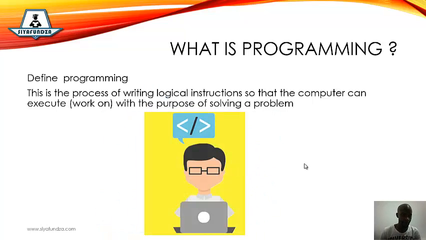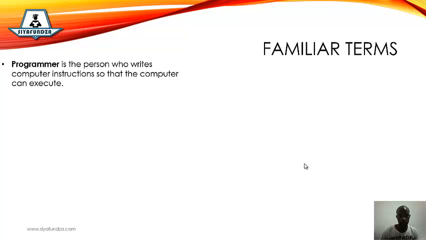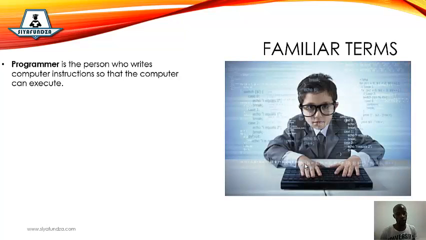Now let's move on and look at some of the terms that you bump into when you're a programmer. Remember, these are just the basic terms that we want to look at. So the first one is going to be the programmer. This is the person who actually writes instructions so that the computer can execute. So this is the person who sits down and then writes instructions so that the computer can actually execute.